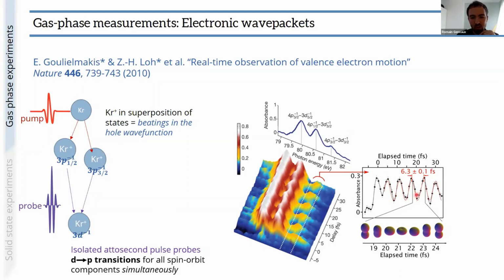And so they were able to actually reconstruct this wave packet and observe the way the whole wave packet oscillates as a function of time at the femtosecond timescale. That was a first demonstration, and a very nice demonstration, of the ability of TA with attosecond pulses to see electronic wave packets. It's also possible to see vibrational wave packets, and people have worked on this a lot.